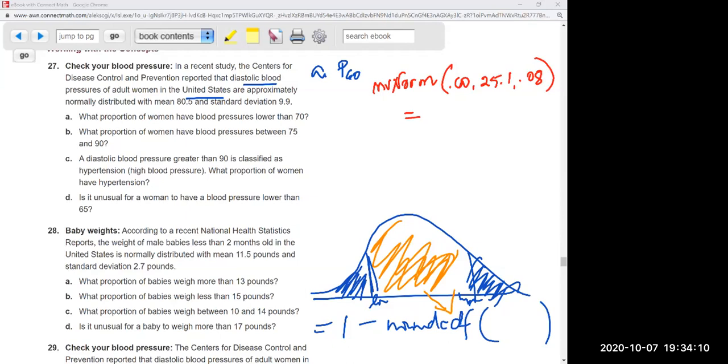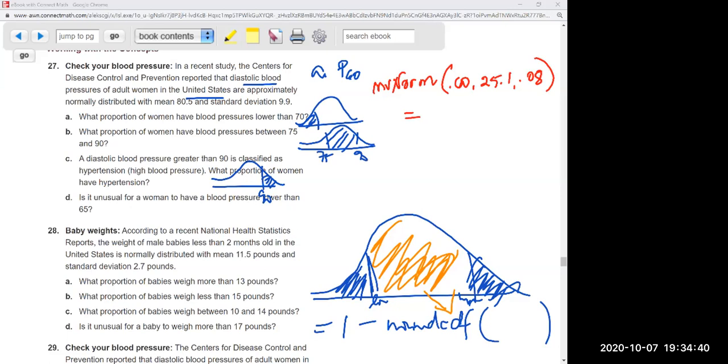Lower than 70: so 70, lower than, this is the shaded part. Between 75 and 90, that's 75 and 90, so this is this part. Greater than 90, let's say this is your 90, so greater than is this shaded part. Letter D, lower than, is like letter A.